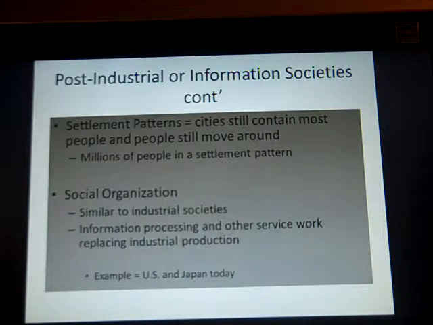30, 40 years ago, we had a lot of chemical factory jobs. We were the chemical industry hotbed area in this geographical part of the United States. Those jobs have dwindled significantly because we now have computers that can take the place of a lot of the machines that were used to do this kind of work. So information processing and service work, which pays less money, by the way, we'll get into that later. The United States and Japan today serve as current examples of post-industrial or informational societies.